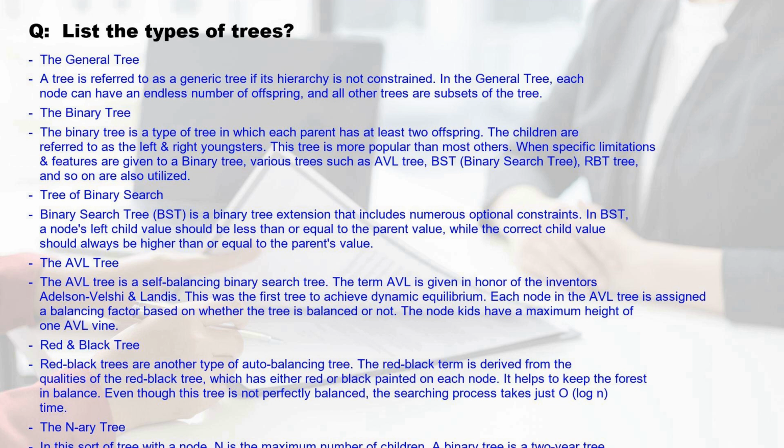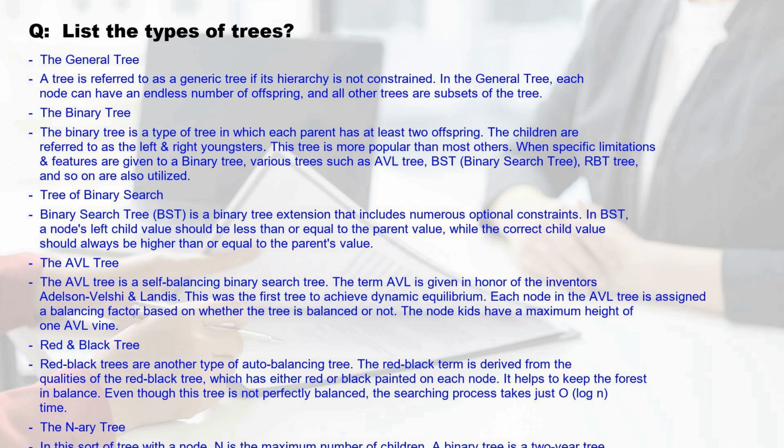The binary tree is a type of tree in which each parent has at most two offspring. The children are referred to as the left and right children. This tree is more popular than most others when specific limitations and features are given to a binary tree. Various trees such as AVL tree, BST (binary search tree), RBT (red-black tree), and so on are also utilized. Binary search tree. Binary search tree, BST, is a binary tree extension that includes numerous optional constraints.